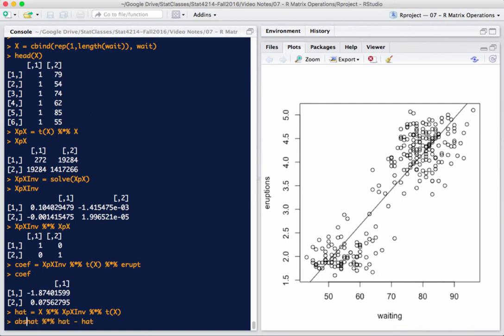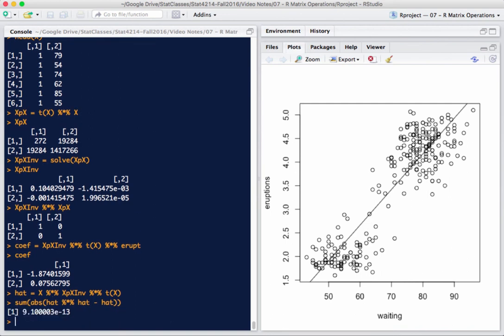Well, to do that, let's just add up the absolute values of the coefficients. So now we're taking the sum of the absolute value of the matrix that is hat times hat minus hat. And sure enough, what do we get? On the order of 10 to the minus 13. So we've confirmed that the hat matrix is idempotent, while we've done some other things and gotten a nice introduction to doing matrix operations in R.